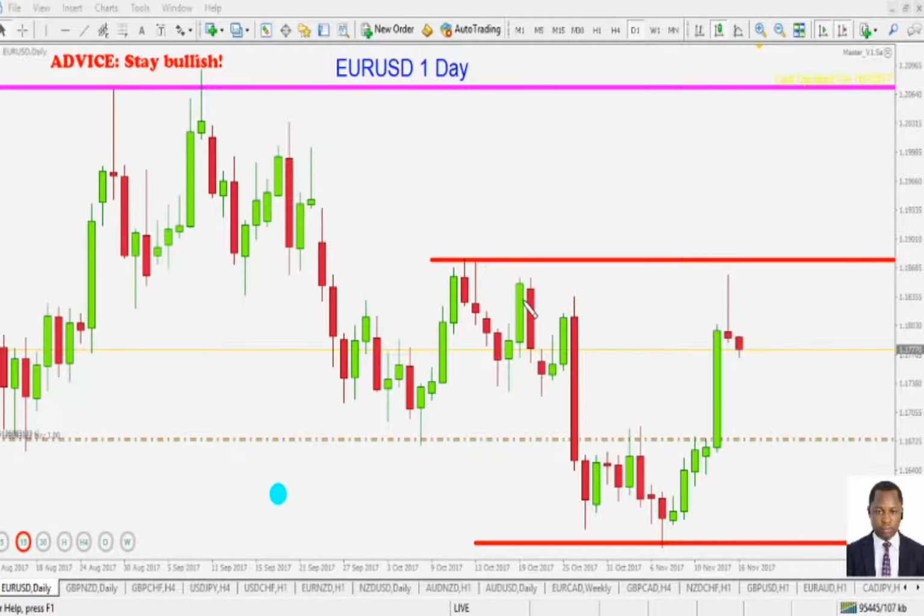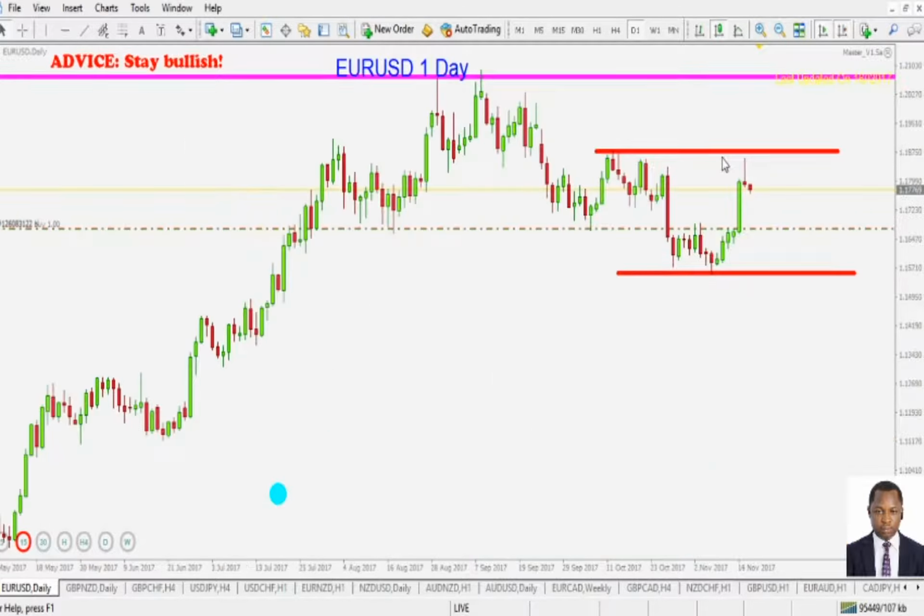Even if I have to consider any level of resistance here, it will have to be this one. That's the most obvious swing high, and it wasn't even tested. Price fell shy of retesting that level. So this is what I would like to keep.